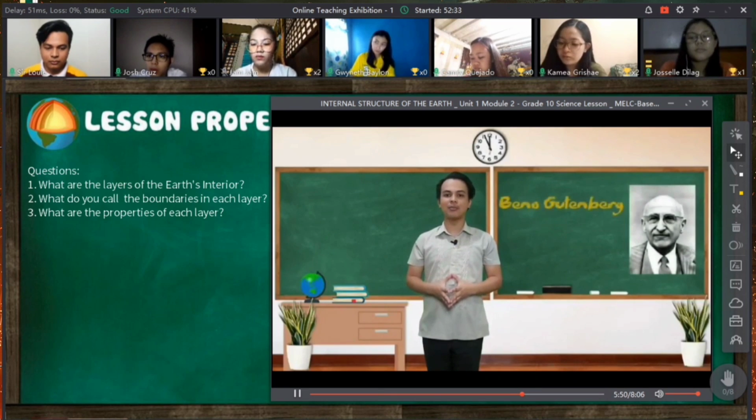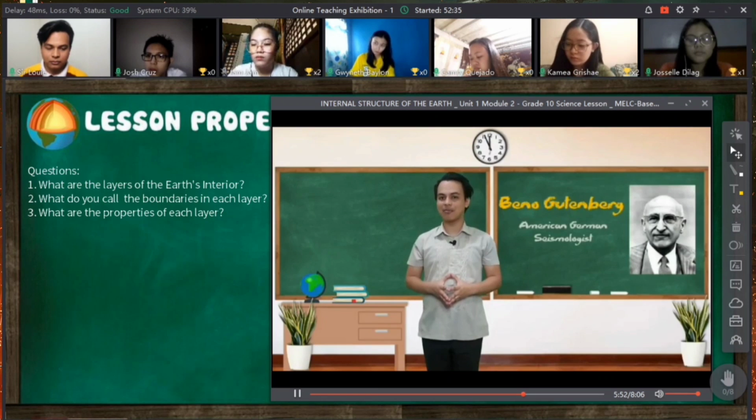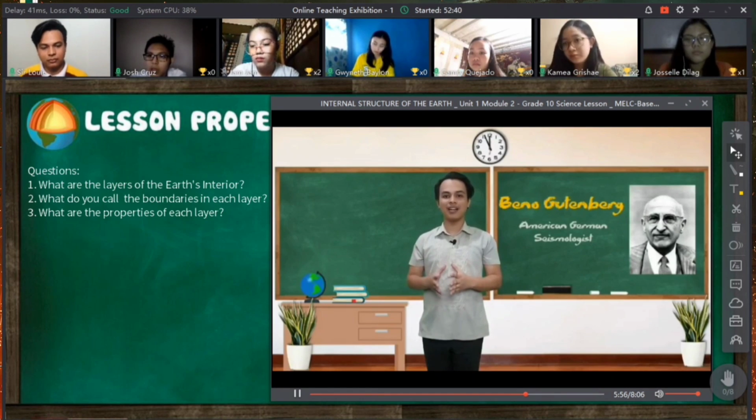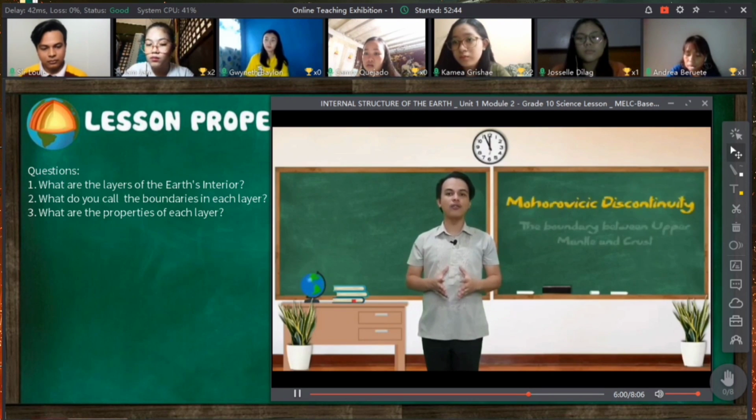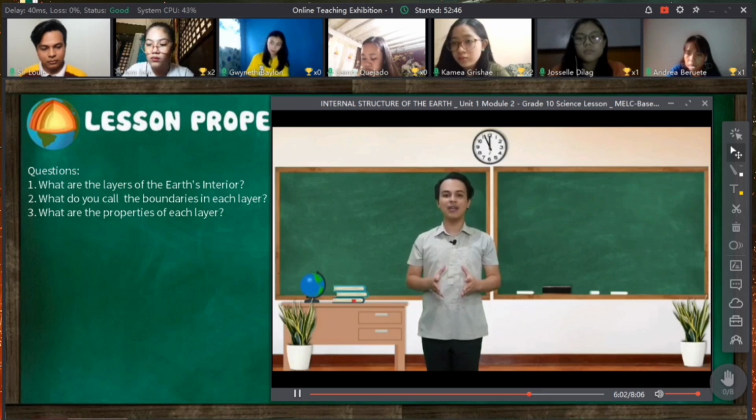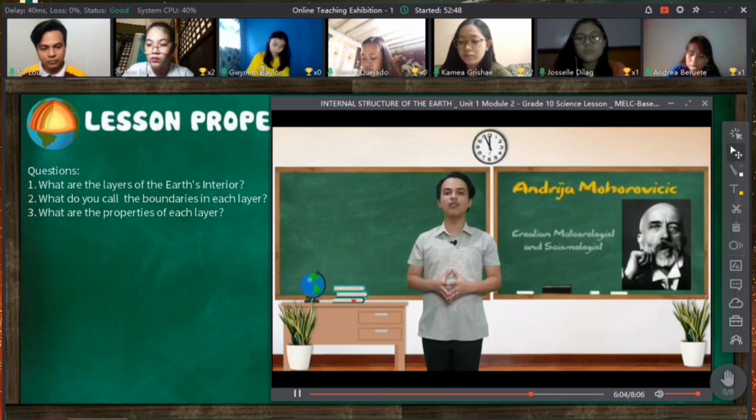Ang boundary between the outer core and lower mantle ay tinatawag natin na Gothenburg discontinuity, named after Benno Gutenberg na isang American-German seismologist. Ang boundary naman between upper mantle and crust na siyang susunod nating i-discuss ay tinatawag na Mohorovičić discontinuity, named after Andrija Mohorovičić na isang Croatian meteorologist and seismologist.